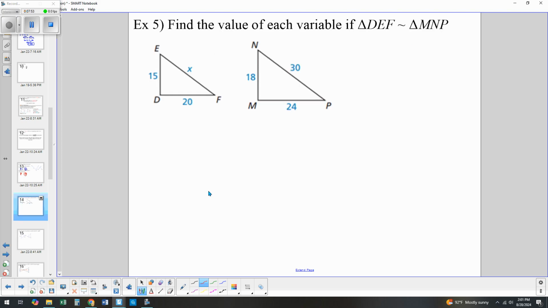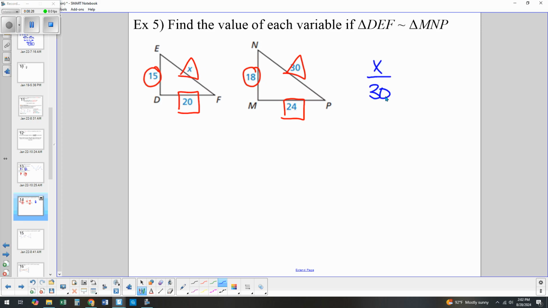In example 5, they're telling me they're similar, and they're telling me what sides go together by giving me the similarity statement. What I would do here is DE is in the same spot as MN, so on the side that's DE and the side that's MN, I'm going to mark them in the same way. EF and NP. EF is here, NP is here. I'm going to mark them in the same way, and then my third sides would match up as well. If I want to solve for x, I know I'm going to have to compare the side that has an x to the side that has a 30.